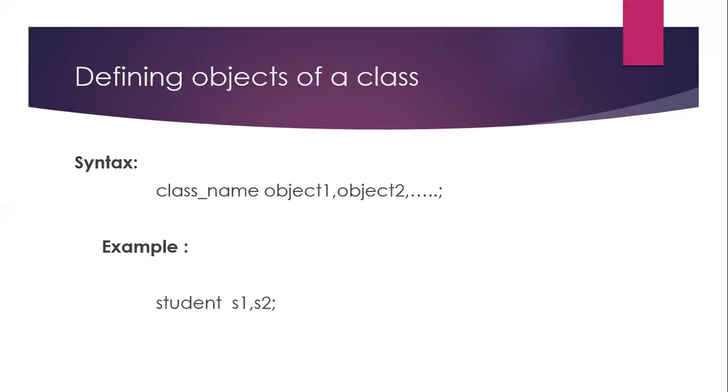Defining objects of a class. The syntax: class name, object 1, object 2, and so on, which means a class can contain n number of objects. Example: here we have given a class name as student. S1, S2 are the two different objects of class student.